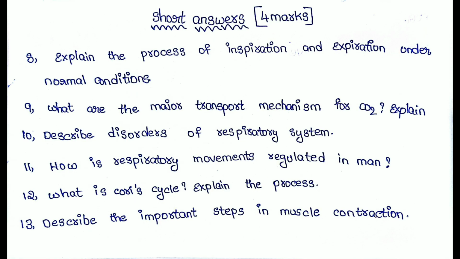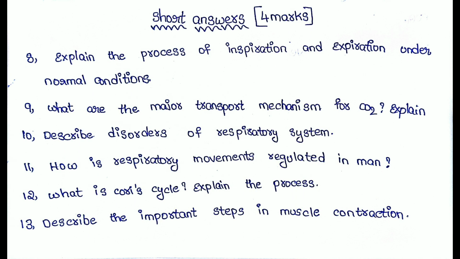Short answer questions. Explain the process of inspiration and expiration under normal conditions. What are the major transport mechanisms for CO2? Explain. Describe disorders of respiratory systems. How are respiratory movements regulated in man? What is Cori cycle? Explain the process.